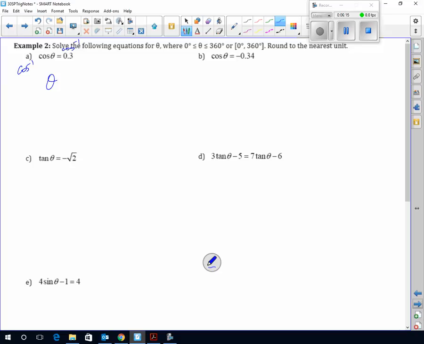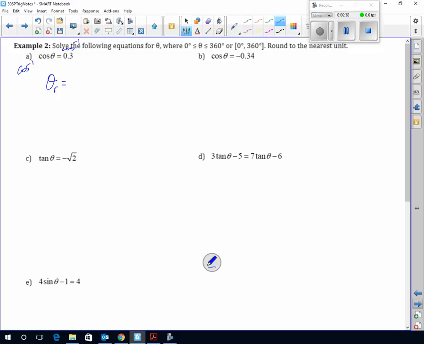Okay? So inverse cos 0.3, what do you get? Let's round to the nearest, oh, it says to the nearest unit there. So let's inverse cos 0.3. Yeah, so that would be 73 degrees.